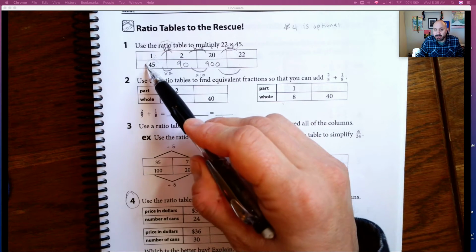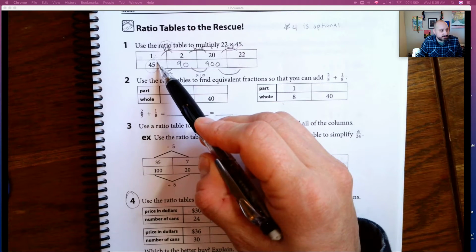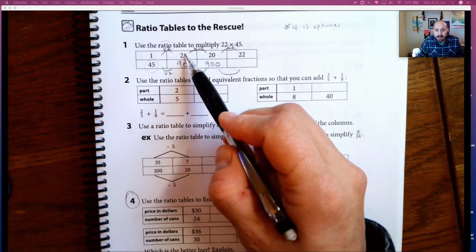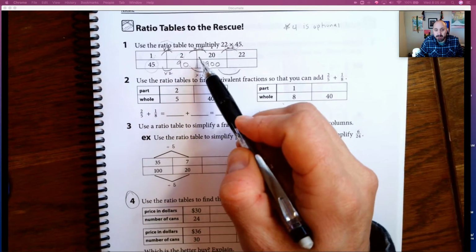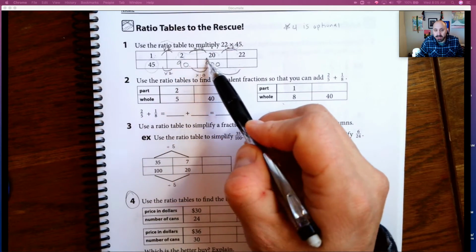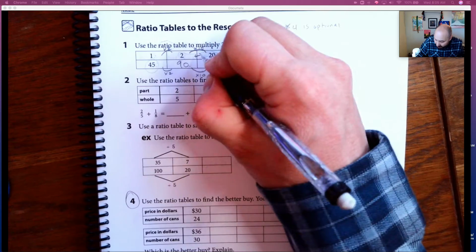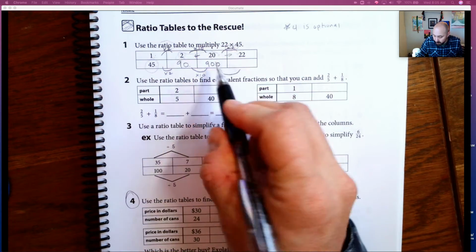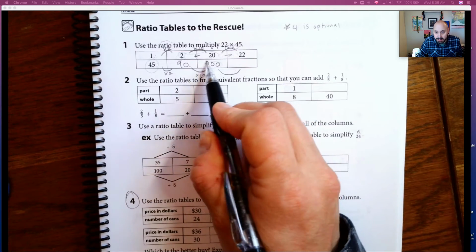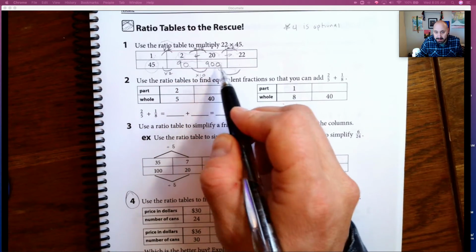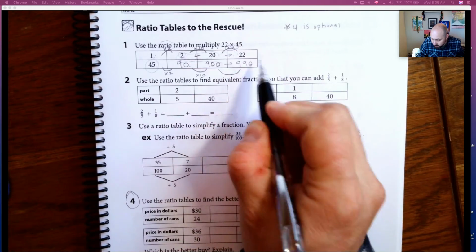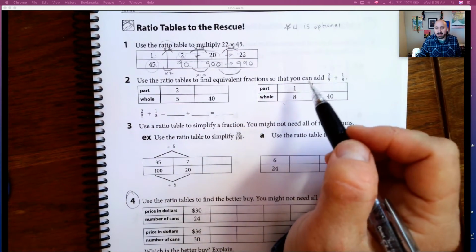So we're really adding 2 groups of 45 right here. So 2 groups of 45, we already know what that is. It's 90. So what you can do for this column is add these 2 columns, which is 20 plus 2. So if we add those 2 together, we get 22, right? So the same thing goes for the bottom column. If we add 900 plus 90, we get our answer. So 22 times 45 is 990.